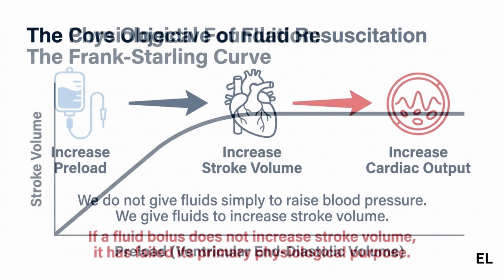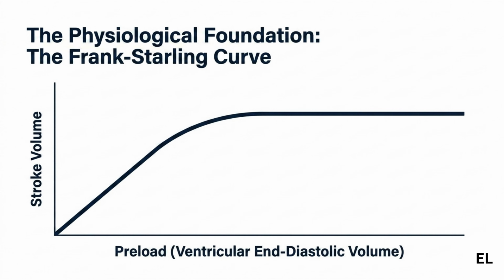Therefore, every fluid bolus should be treated as a test of responsiveness. The Frank-Starling curve provides the physiological basis for understanding fluid responsiveness. This relationship demonstrates how stroke volume changes in response to increasing preload, represented by ventricular end diastolic volume. Initially, as preload rises, myocardial fibers stretch and contract more forcefully, leading to a significant increase in stroke volume.